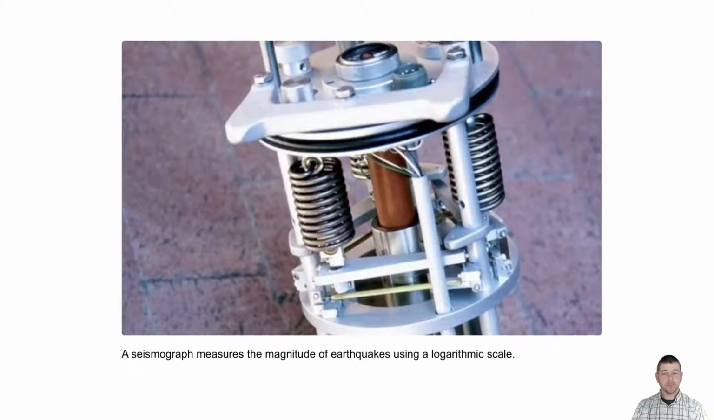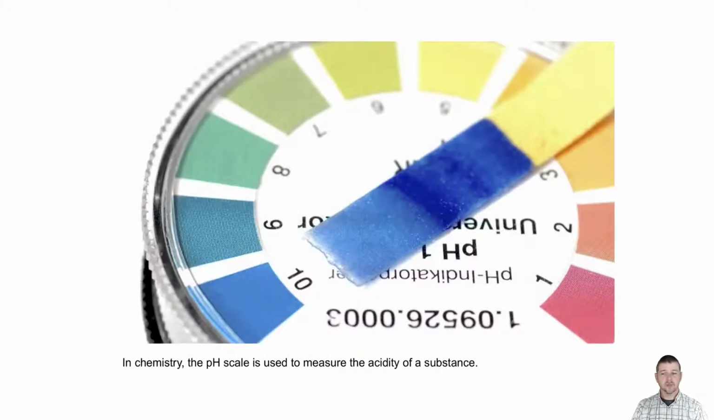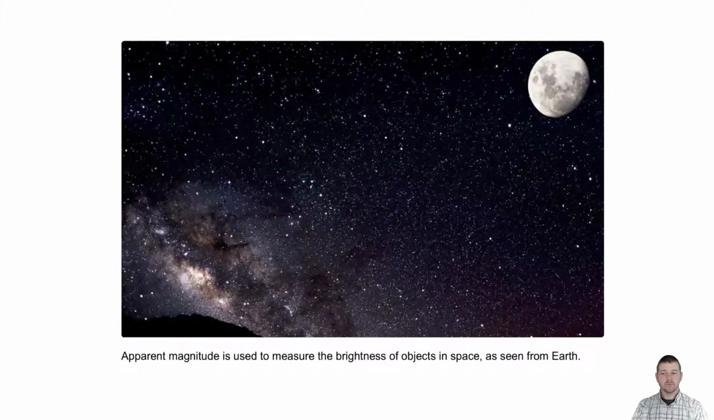For example, a seismograph measures the magnitude of earthquakes using a logarithmic scale. The decibel scale is used to measure the power or intensity of sound. In chemistry, the pH scale is used to measure the acidity of a substance. Apparent magnitude is used to measure the brightness of objects in space, as seen from Earth, using a logarithmic scale.